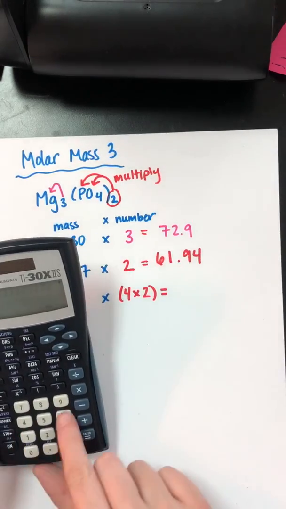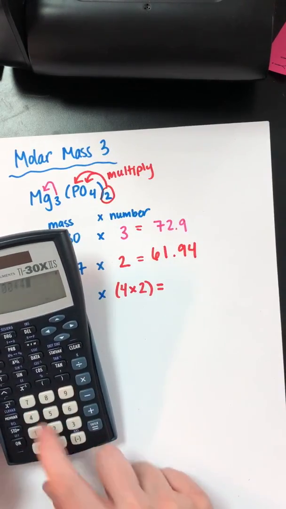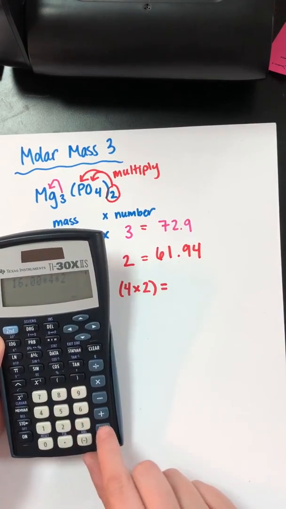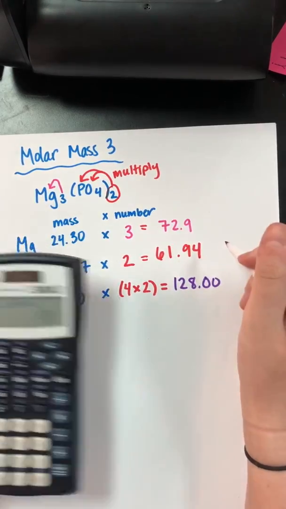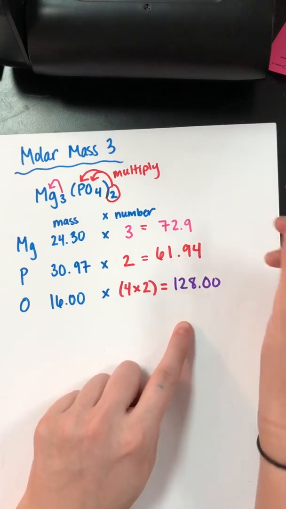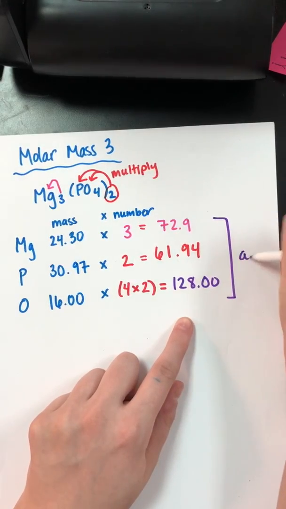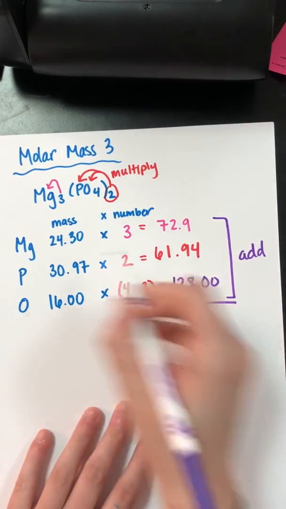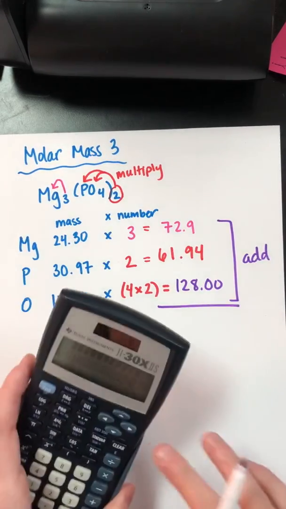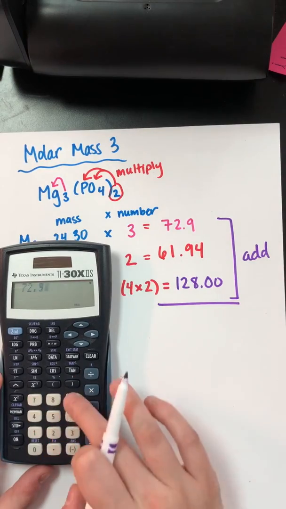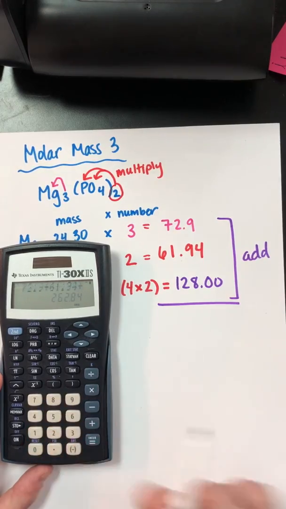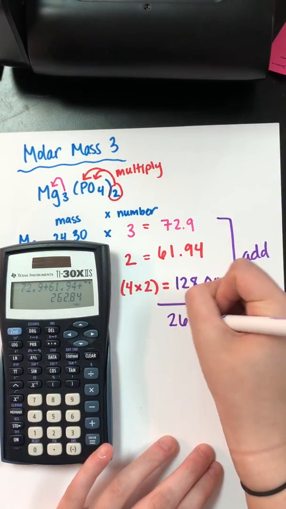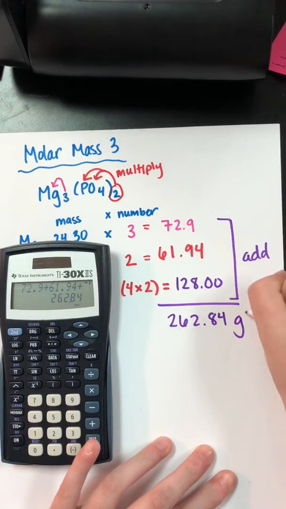And finally, 16.00 times 4 times 2. So I have a mass of 128.00 for that oxygen. The last step is to add all of these together to get the final molar mass of this whole entire molecule. So I'll take my 72.9 plus 61.94 plus 128. Which gives me a molar mass for this magnesium phosphate molecule of 262.84 grams per mole.